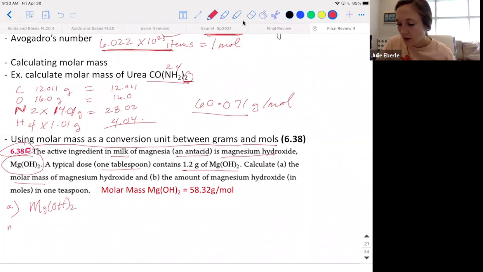Magnesium, we just got 1 of these, 24.305. We got oxygen, we got 2 times 16. And hydrogen, we got 2 times 1.01. So it's 32 and 2. Just add all of this up.